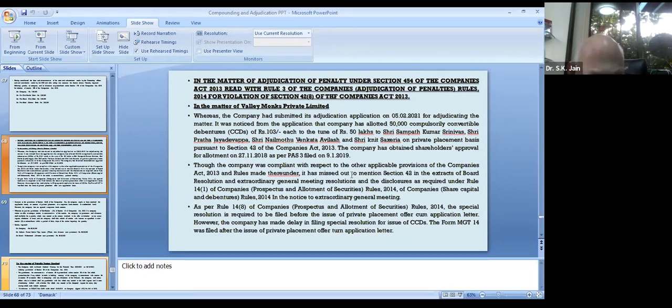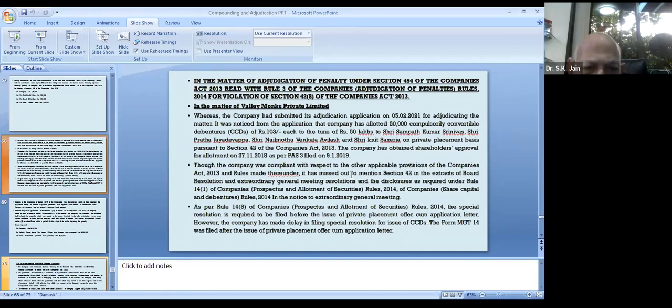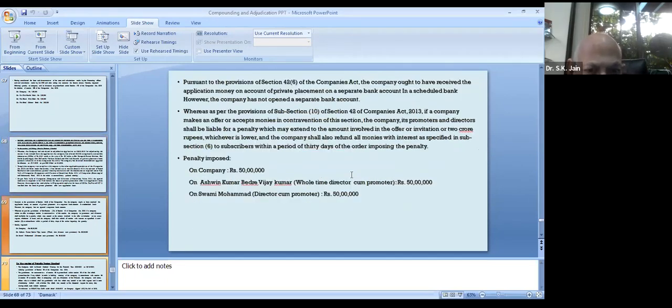As per Rule 14(8) of the Companies (Prospectus and Allotment of Securities) Rules, the special resolution is required to be filed before the issue of the private placement offer letter. However, the company made a delay in filing the special resolution. Now, the delay was in mentioning and filing the special resolution. So, what was the penalty imposed? On the company 50 lakh and on directors 50 lakh each. On 2 directors, total 1 crore 50 lakhs.